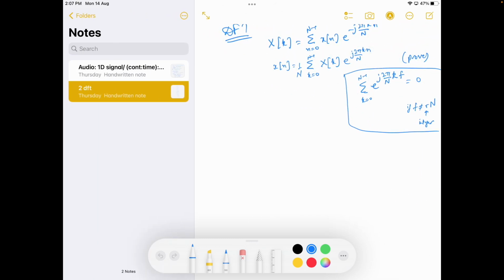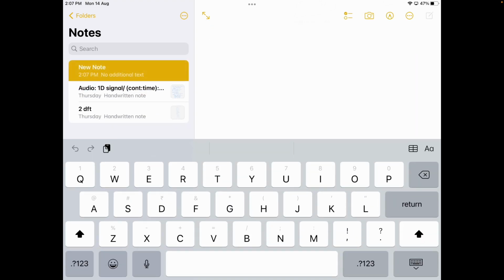Let me make a new note. How do we make a new note?